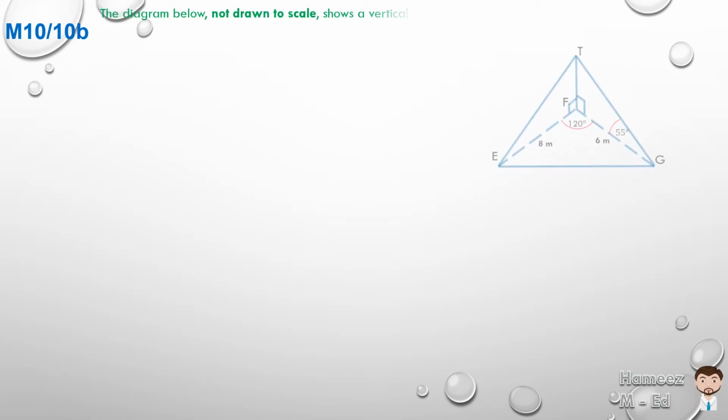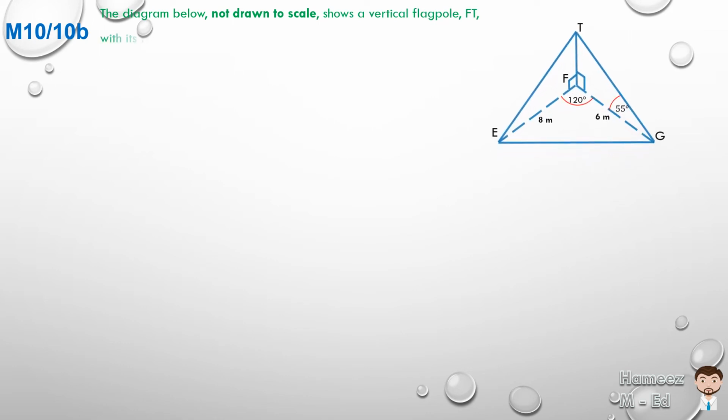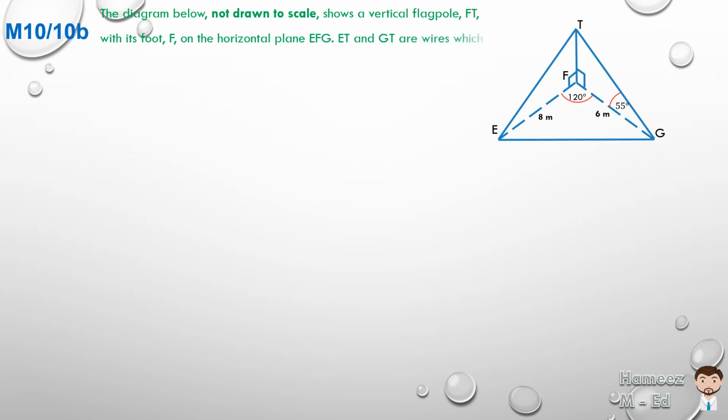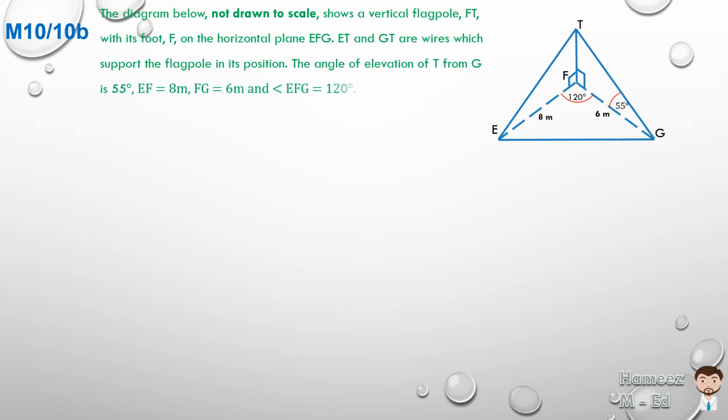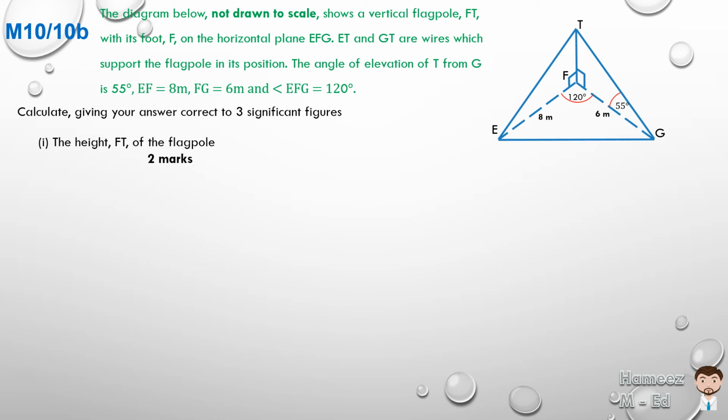May 2010, number 10b. The diagram below, not drawn to scale, shows a vertical flagpole, FT, with its foot, F, on the horizontal plane, EFG. ET and GT are wires which support the flagpole in its position. The angle of elevation of T from G is 55 degrees. EF is equal to 8 meters, FG is equal to 6 meters, and angle EFG, which is flat on the ground, is 120 degrees. Calculate, giving your answer correct to 3 significant figures, part 1, the height FT of the flagpole.